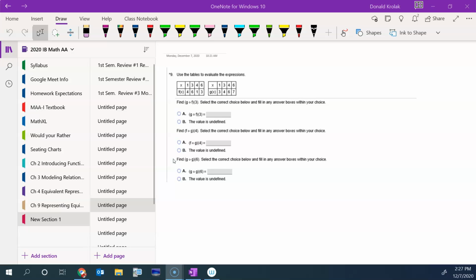Okay, use the table to evaluate these composite expressions. All right, find g of f of 3. So what you're going to do is first, you're going to find what's f of 3.